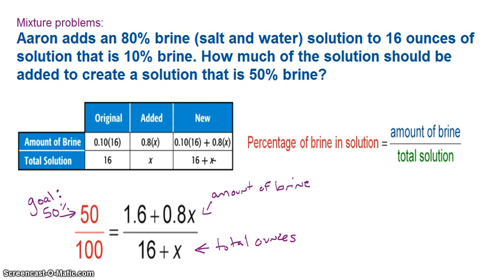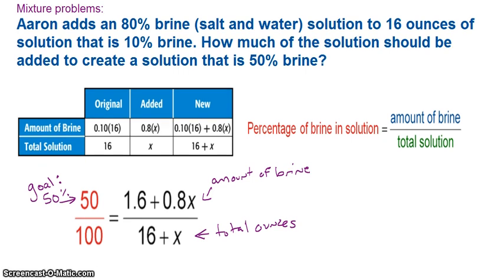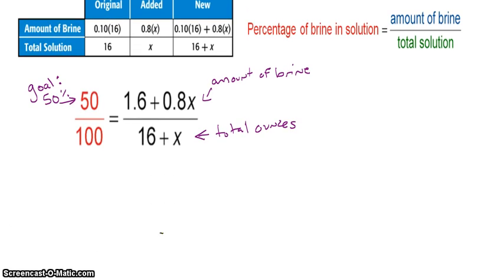So you set up a proportion. We want 50%, so 50 over 100 equals our new solution amount of brine, simplified, over our total amount of solution, so our total amount of ounces. So with these, since we are already in a one rational equals another rational, you have two choices. You can either cross multiply, which I think is the easiest, or you can multiply the whole thing by the LCM, which will be virtually the same thing. So I'm going to cross multiply.